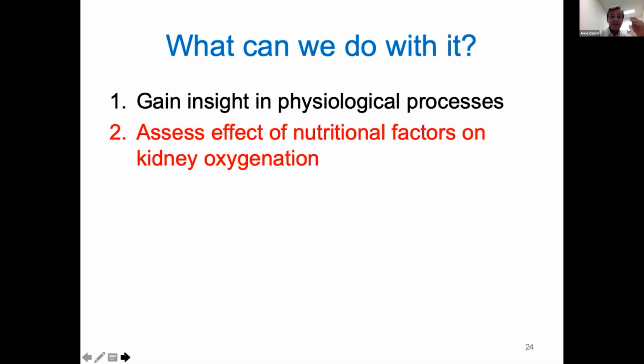What else can we do? We can see what's the influence of nutritional factors on kidney oxygenation. Next slide.